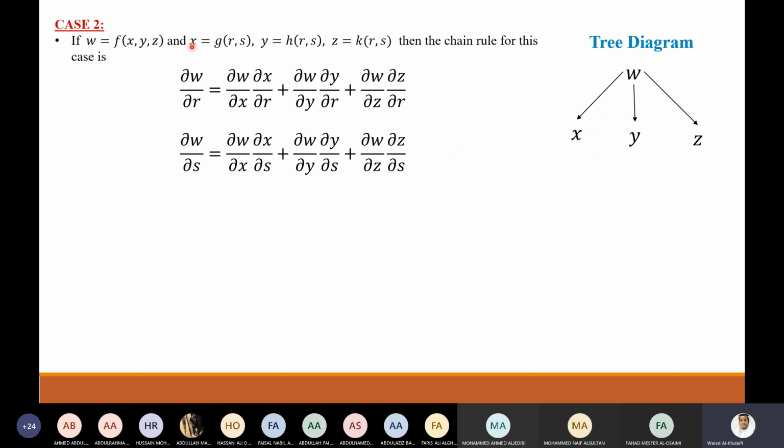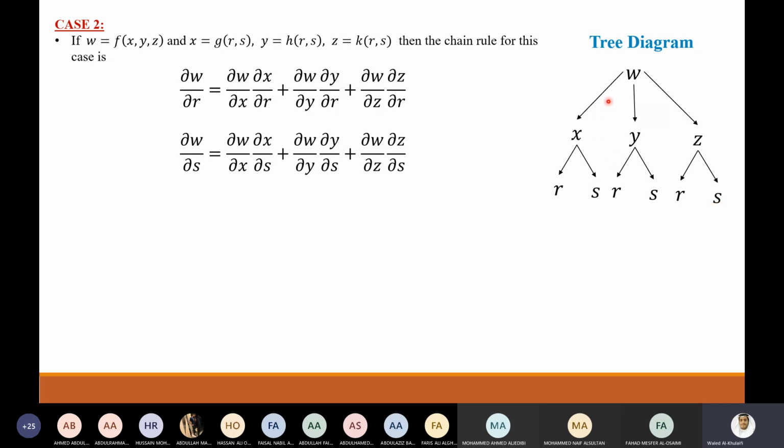And look at x. X depends on r and s, so that's what you put here, r and s. Y depends on r and s, so we have r and s. Z depends on r and s, so I put two arrows, r and s, here.